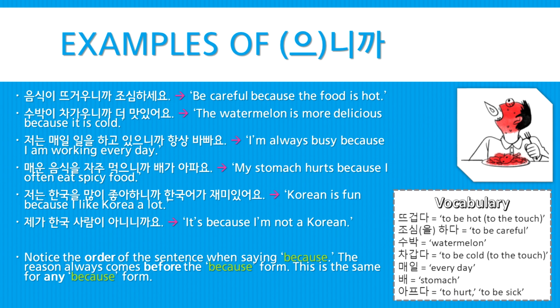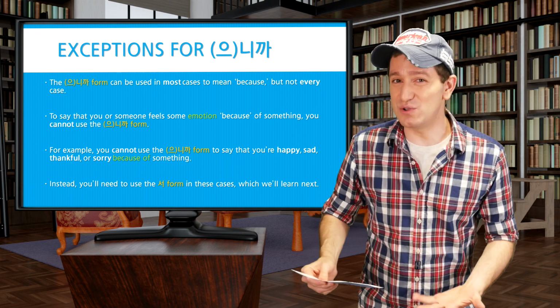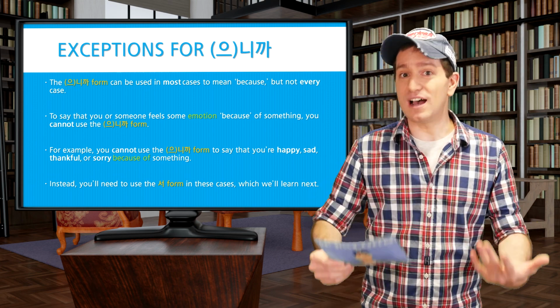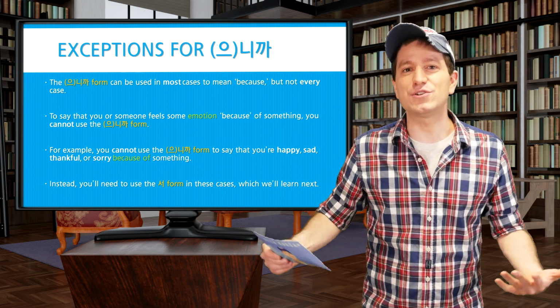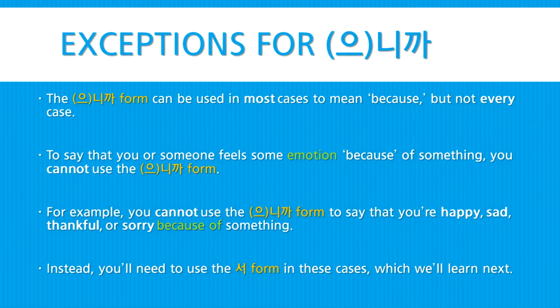Notice the order of these sentences when saying because. The reason will always come before the because form. And this will be the same for any because form. So let's talk about some exceptions with this form, some places where you cannot use it. First of all, you cannot use this because form whenever you want to say that someone feels some emotion, feels a certain way because of something. For example, you couldn't use this form to say that you're happy, sad, thankful, or sorry because of something. Instead, you'll need to use the 서 form to say because, which we'll learn next.